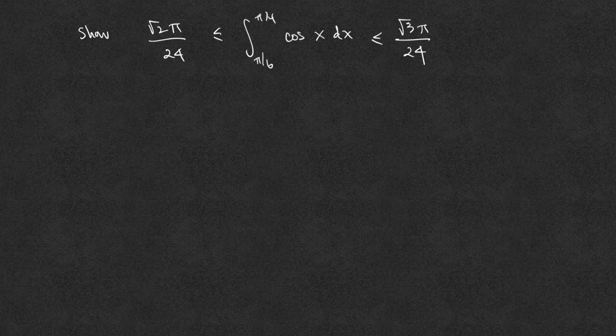Show that the square root of 2 pi over 24 is less than or equal to the definite integral from pi over 6 to pi over 4 of cosine of x dx, less than or equal to the square root of 3 pi over 24.